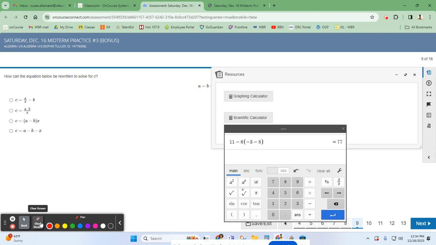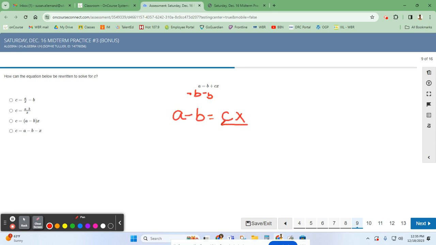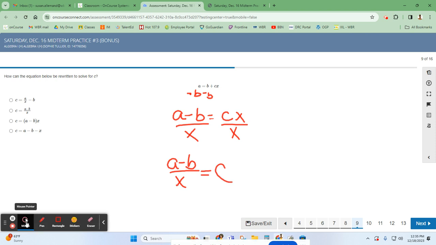All right. So this equation for C. I see this B here. It's attached to the X. The first thing I'll do is subtract B from both sides. Subtract B, subtract B. So I have A minus B equals C times X. Next, to get the C alone, I divide everything by X. So I'll have A minus B over X equals C, which is here.